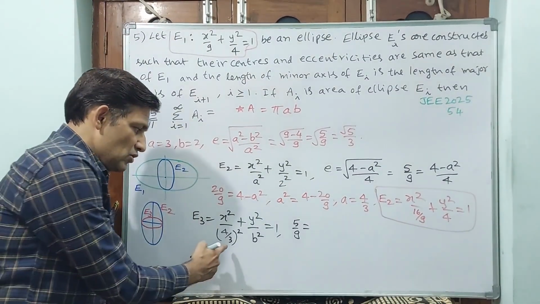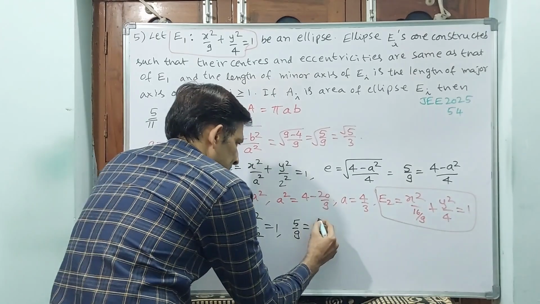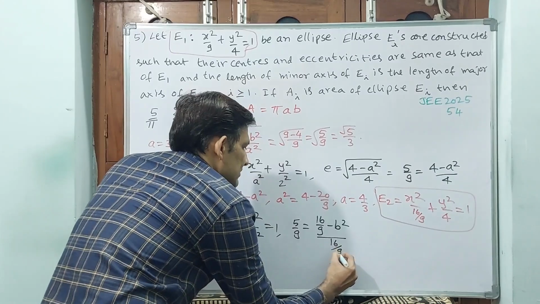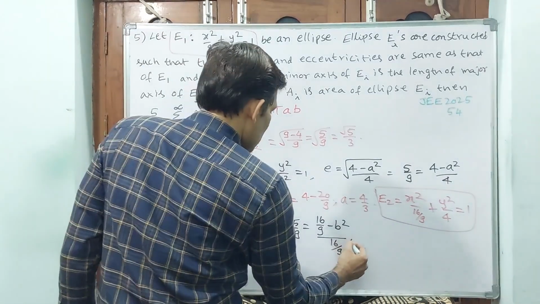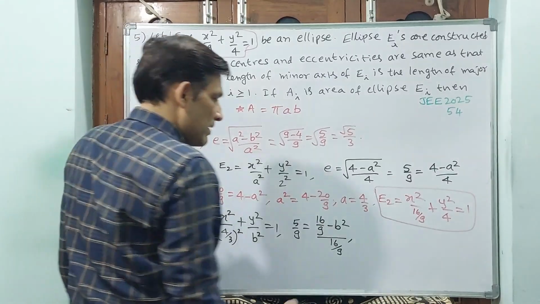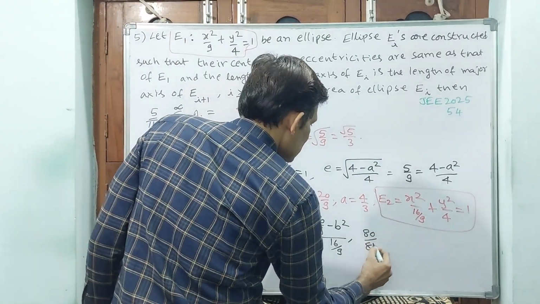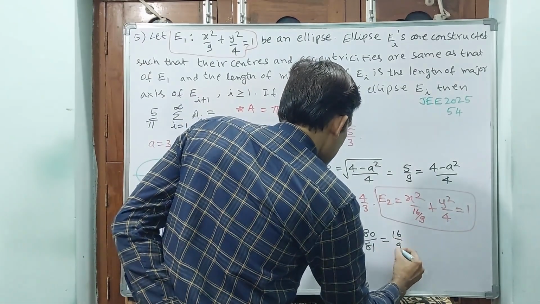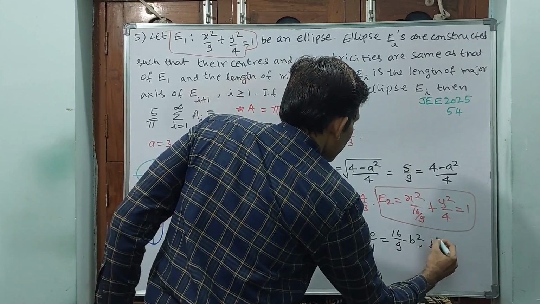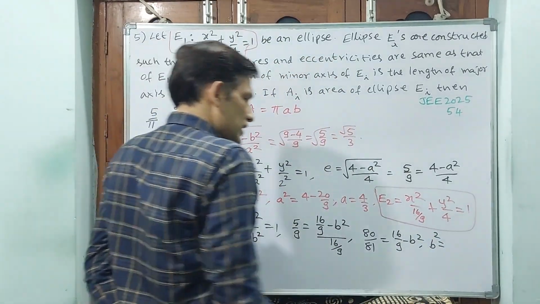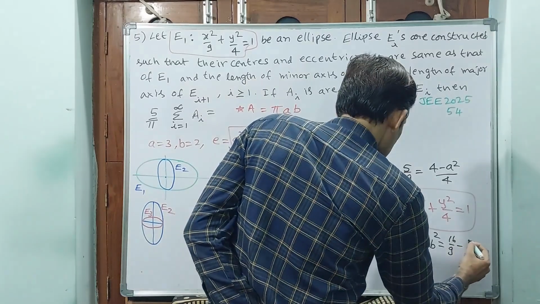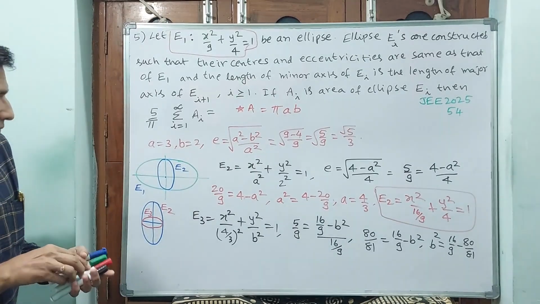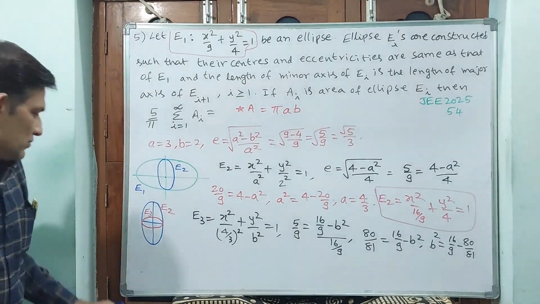But here this is the larger one, 16 by 9, minus b square by 16 by 9. Okay, comma I am keeping. I am multiplying this: 80 by 81. Why? Because 16 into 5 is 80, so 80 by 81 is equal to 16 by 9 minus b square. But you require b square. B square is equal to 16 by 9 minus 80 by 81. Okay. And how much are you going to get then?